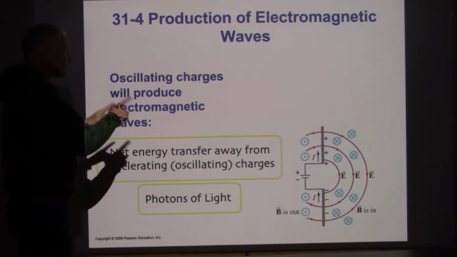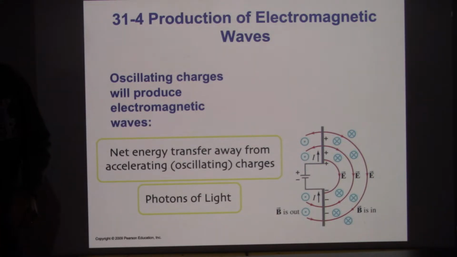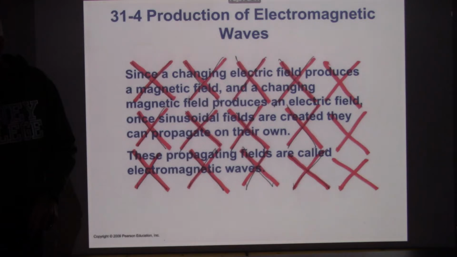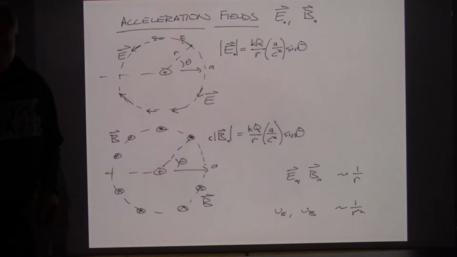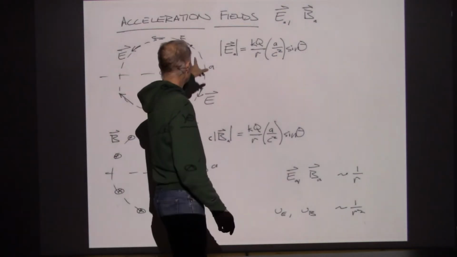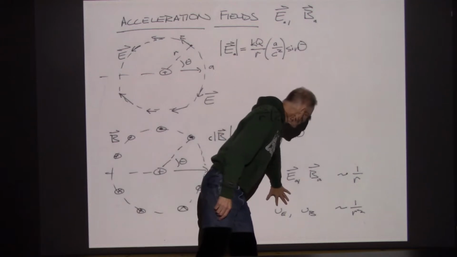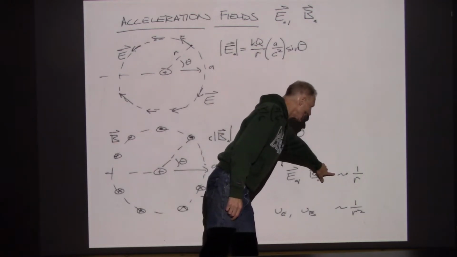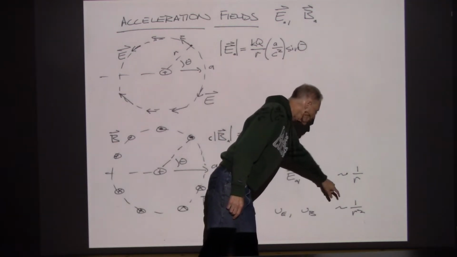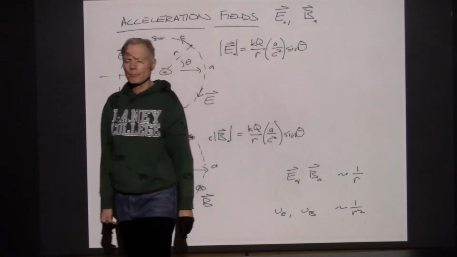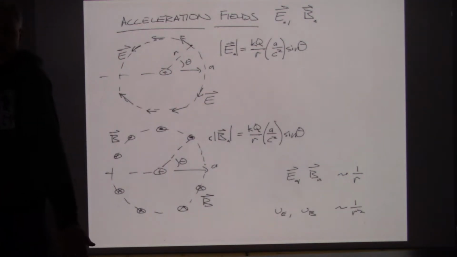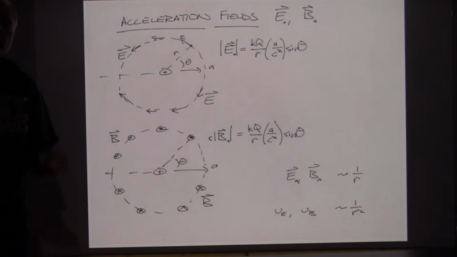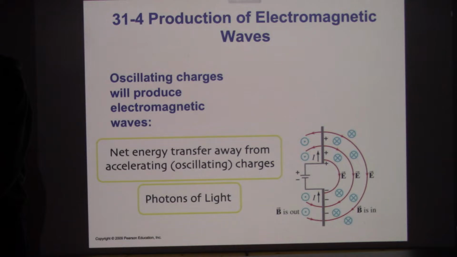Now, the feature here, did we get this mentioned? Let's see. The real feature of these acceleration fields is that the fields don't drop off as rapidly, and the energy densities are only dropping off like 1 over r squared. And what that results in is that these fields actually carry energy away from the charge. I think we said that.